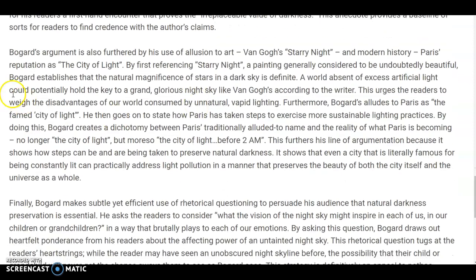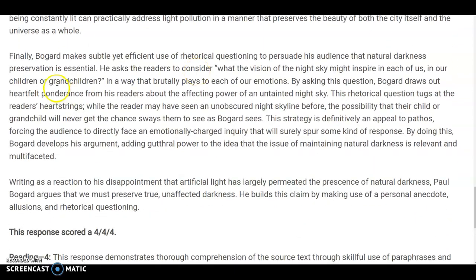Okay, his next technique that this person put in here, Bogard's argument is also furthered by his use of allusion to art. So allusions to the Van Gogh Starry Night and so on and so forth, the City of Lights and so on and so forth. So allusions is another technique that he used. References to credible sources, in this case, art. Okay. Finally, conclusion, transition. Bogard makes subtle yet efficient use of rhetorical questioning to persuade his audience that natural darkness preservation is essential.